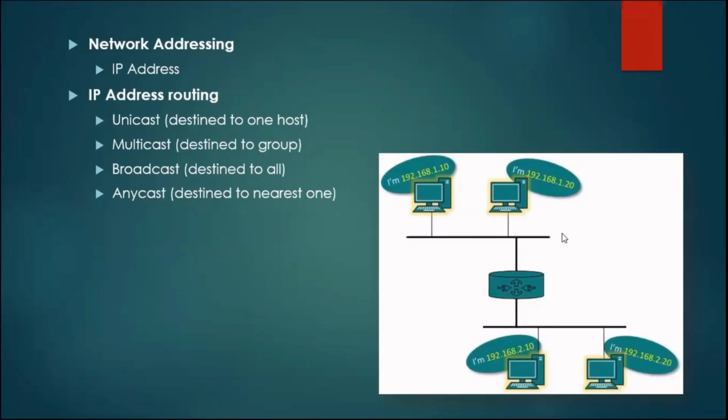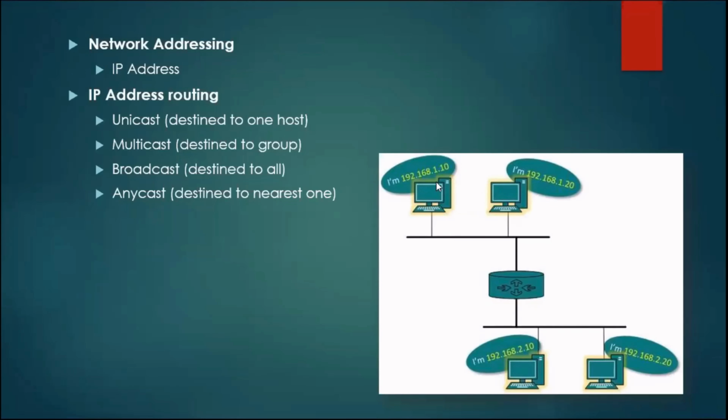So what happens? The network address is the IP address. The IP address can be unicast, multicast, broadcast, or anycast. Unicast is one destination, one host. Multicast is destined to a group. Broadcast is me broadcasting to you all. Anycast is destined to the nearest one.